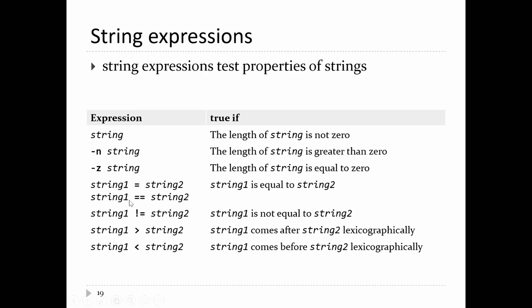String one equals string two, or string one equals equals string two, tests for equality. Notice the equals. You can use equals or equals equals, which is really screwy, I think, but it works. You need the spaces around the operators inside the condition. String one not equal to string two: are they not equal? String one greater than string two tests if string one comes after string two lexicographically. It's supposed to look at what region in the world you're in, or what region your shell is set to, and then use the language that your shell is set to. I believe there was a bug in earlier versions of Bash where that never happened, but now apparently it's been fixed.